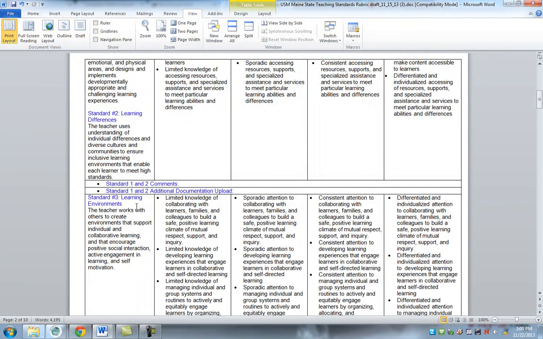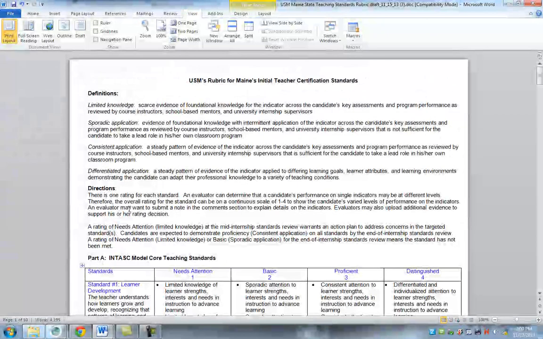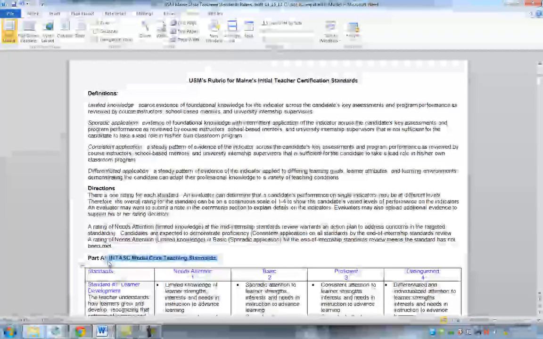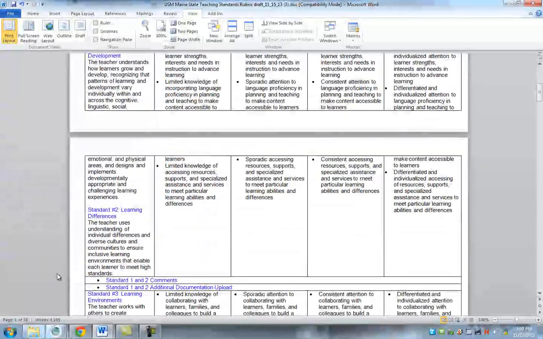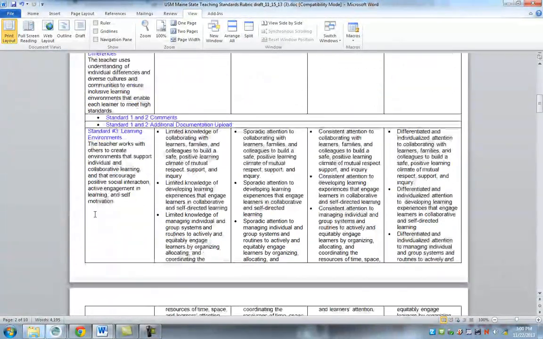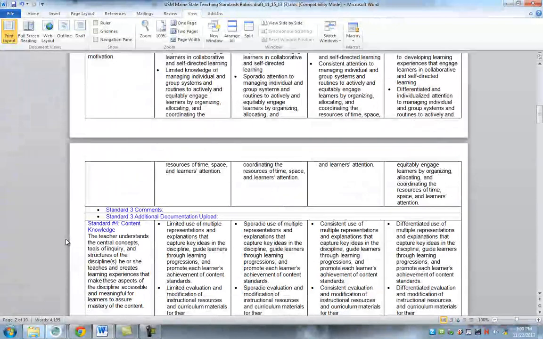That's another standard that the state uses. By the way, this is called InTASC standards right here, InTASC. It's actually lowercase i, lowercase n, and then it goes TASC. You don't have to worry about that, but that's what the state's using. So learning environments, and here are some of the things that you should be doing. You can look at these and see what you can put for your artifacts in your portfolio.